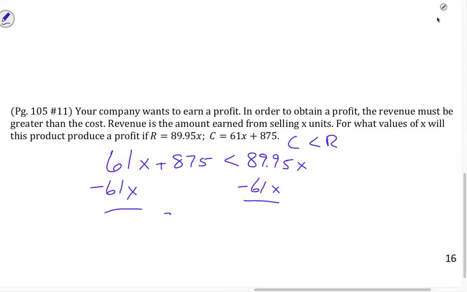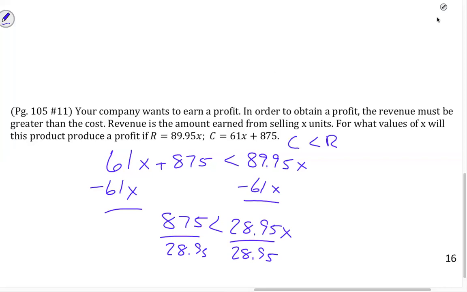And I'll finish this up real quick. You get 875 is less than 28.95X. And then we divide by 28.95. And we get 31 units. All right. So we would get down here 30.22. And that's why it's 31 units, because you would have to round up because you can't have part of a unit. All right.